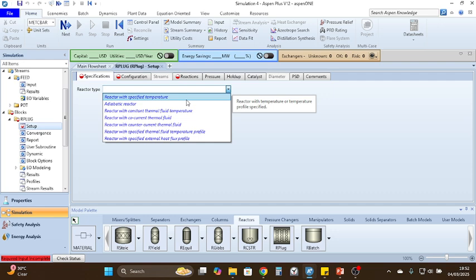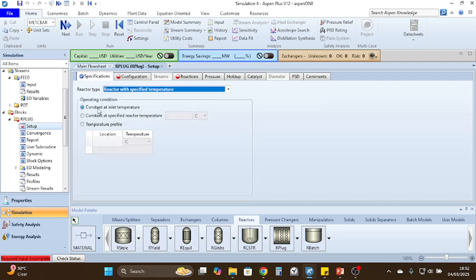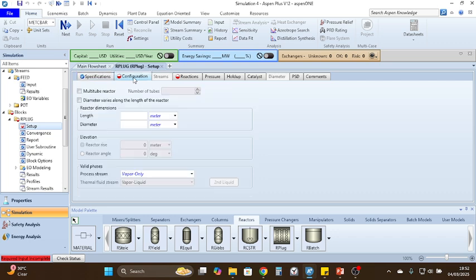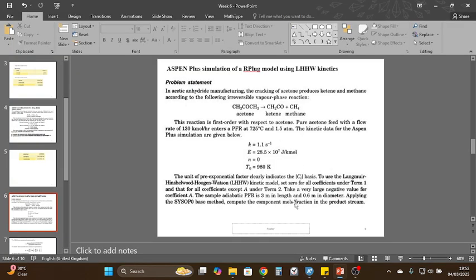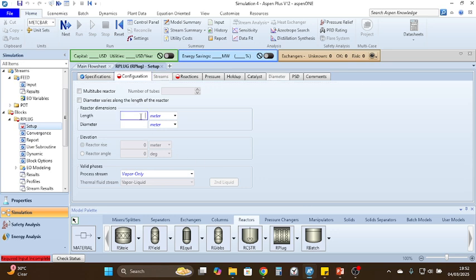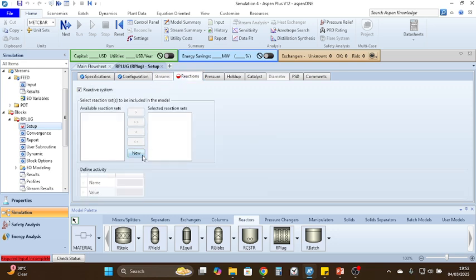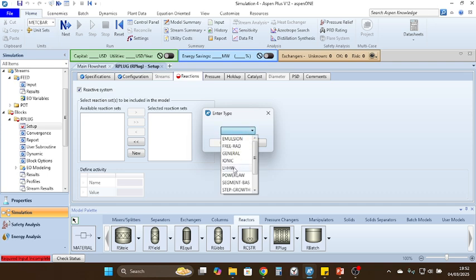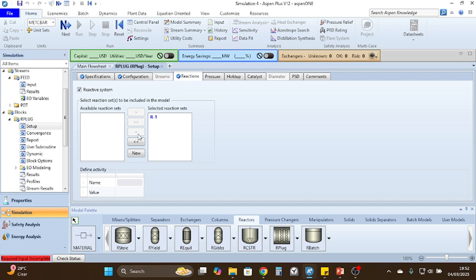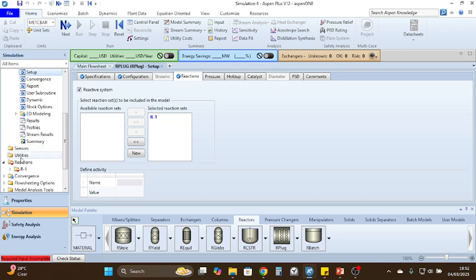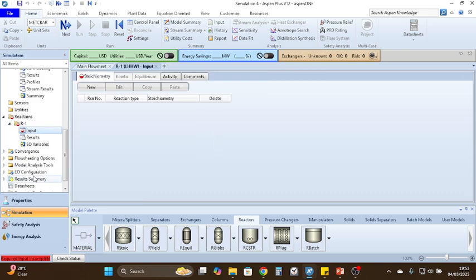Now the reactor, we are going to run it with the specified temperature. It is constant at the inlet temperature. Now coming to the configuration, it is given that the PFR is 3 meter in length and 0.6 meter in diameter. Now reactions, we are going to select R1, and what will be the reaction type? LHHW. Previously we used to select power law, now we are going to select LHHW. Okay. Now we have to specify the reaction.